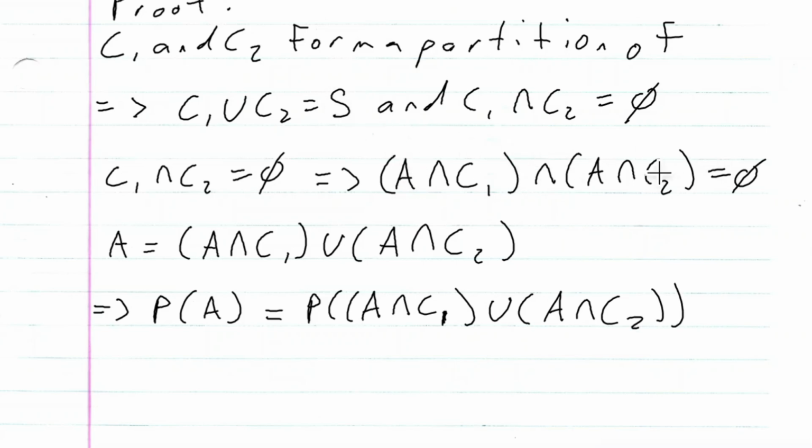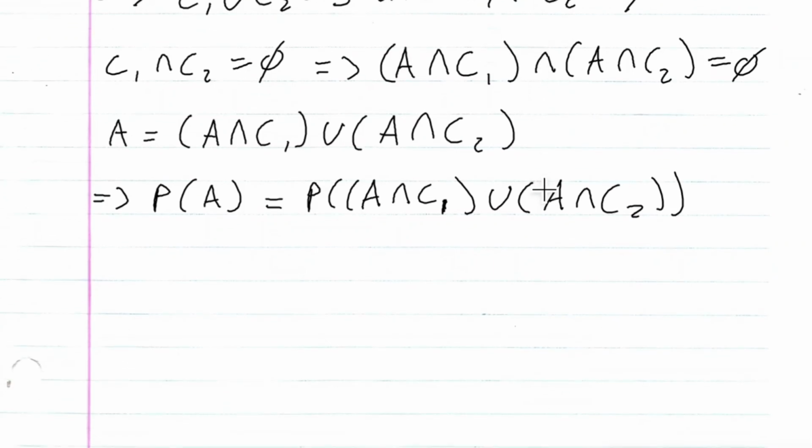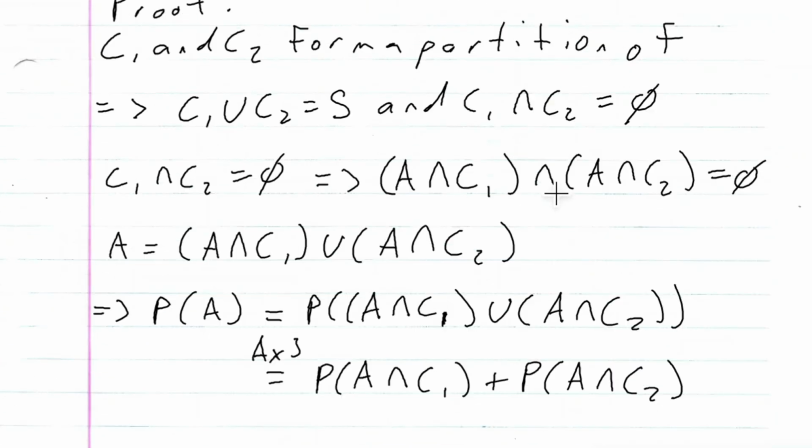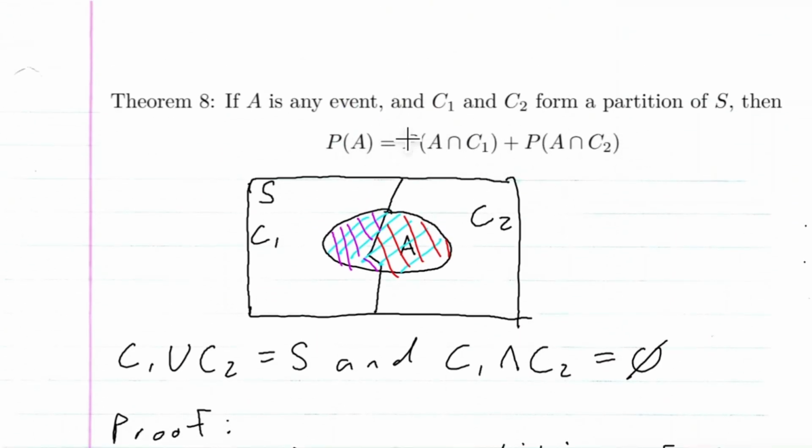And since these two are mutually exclusive events, by axiom 3, I know that this is equal to the probability of A intersection C sub 1 plus the probability of A intersection C sub 2. So I have that the probability of A is equal to the probability of A intersection C sub 1 plus the probability of A intersection C sub 2, which is exactly what I wanted to prove.